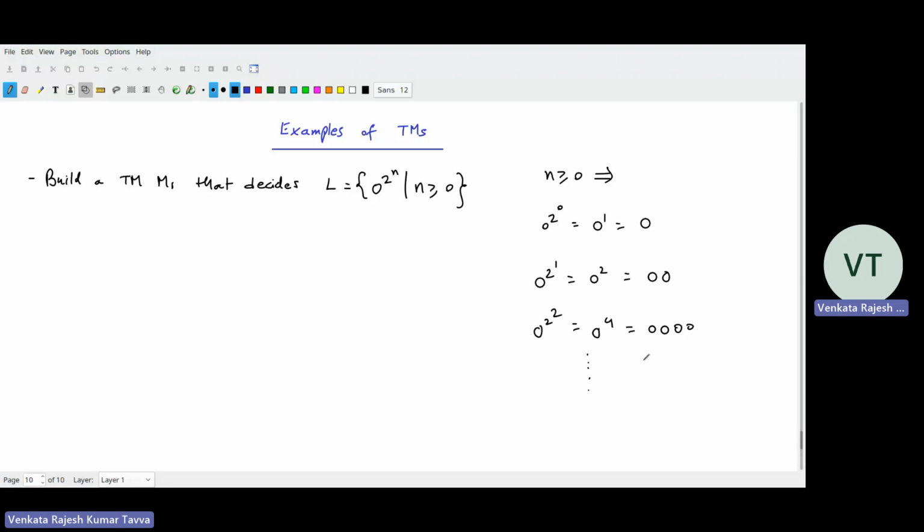So this language will consist of strings made up of zeros whose lengths are powers of 2. So it will consist of only strings of length 1, 2, 4, 8, 16, and so on. Not just even numbers, only those even numbers which are powers of 2. So it will consist of only those length strings. Okay. So any guesses on how to build a Turing machine for this?